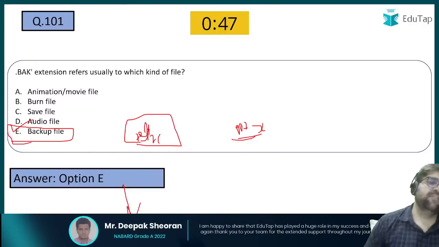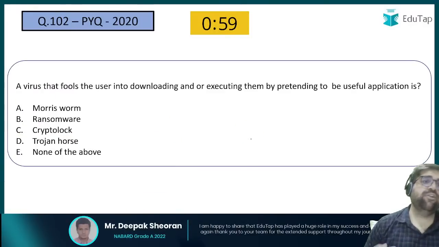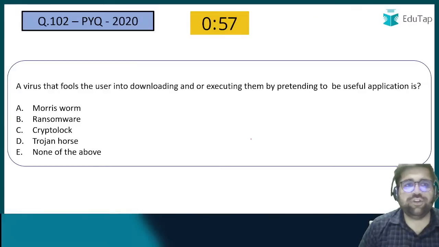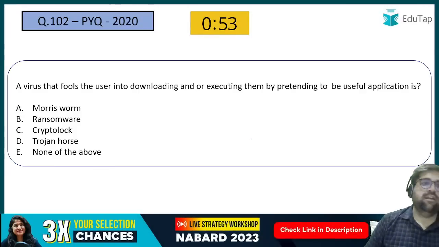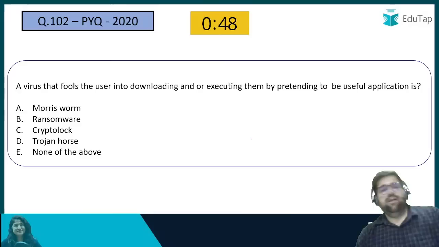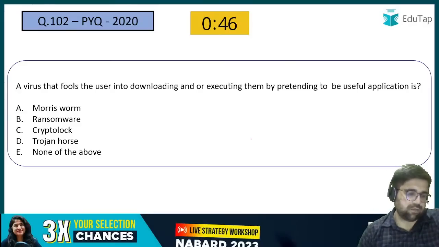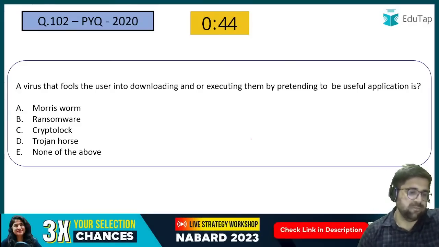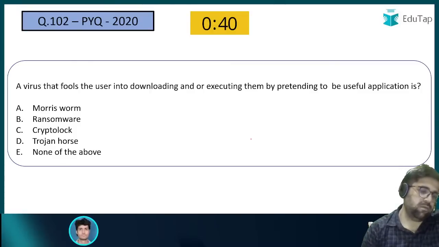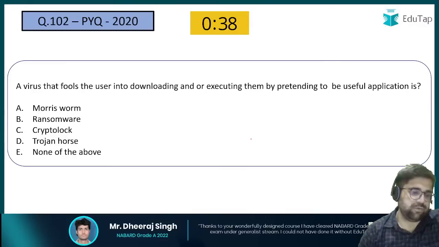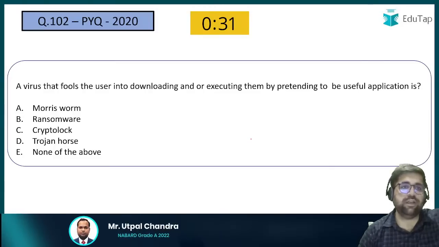102 is a previous year question. So let's see who gives me the right answer. 102. Three more questions to go after this. Yes, the correct answer was D only.